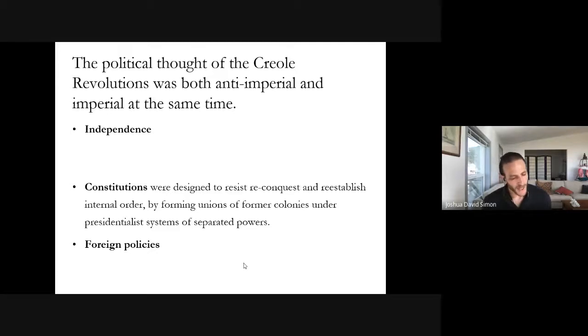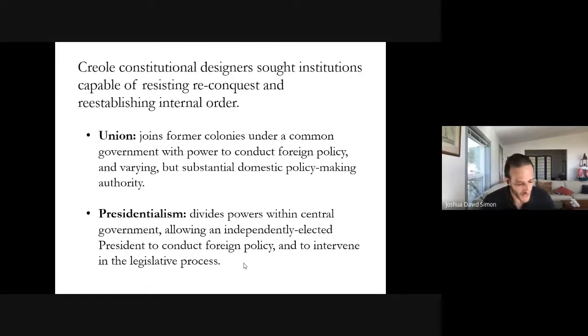And in this way, this two-sided dilemma inherent in Creole revolutions persisted after independence had been won. And to confront it, Creole political theorists turned to constitutional design. What Creole constitutional designers sought were institutional arrangements capable of resisting reconquest and reestablishing internal order without reverting to the empires and monarchies they had overthrown. Facing this shared dilemma, these creative and learned individuals created constitutions in the Americas that converged upon two shared institutions.